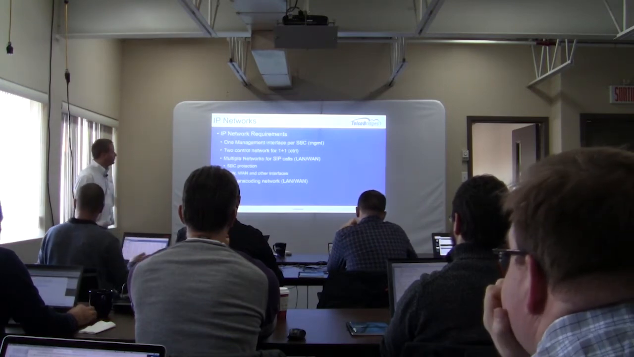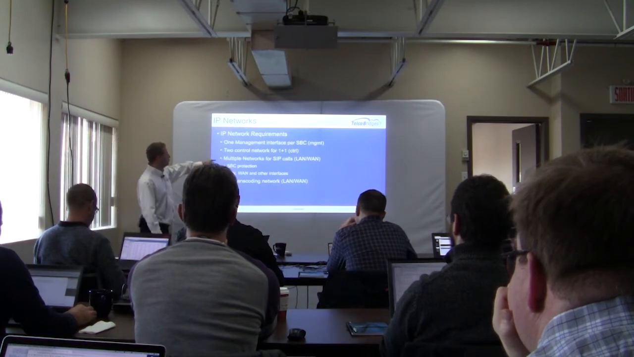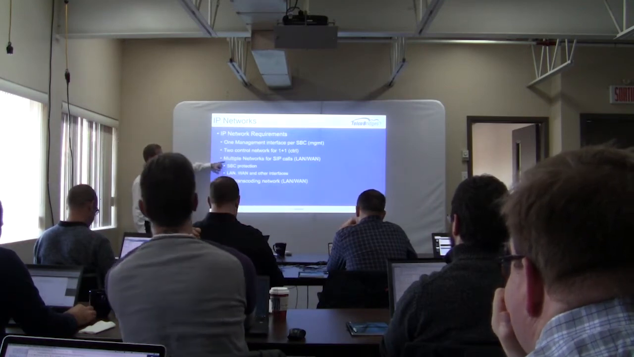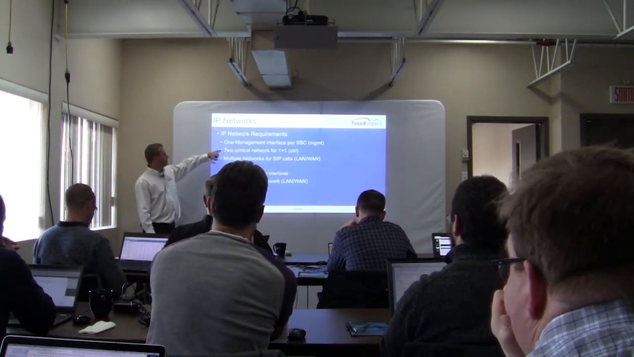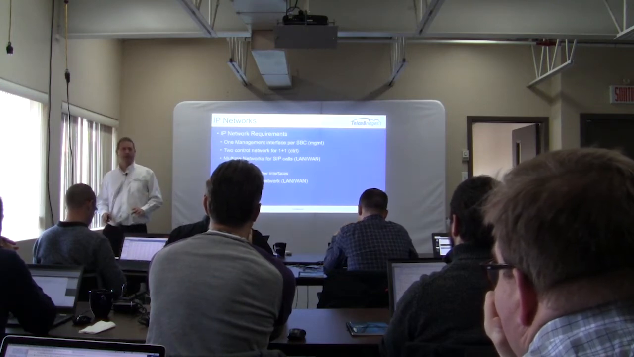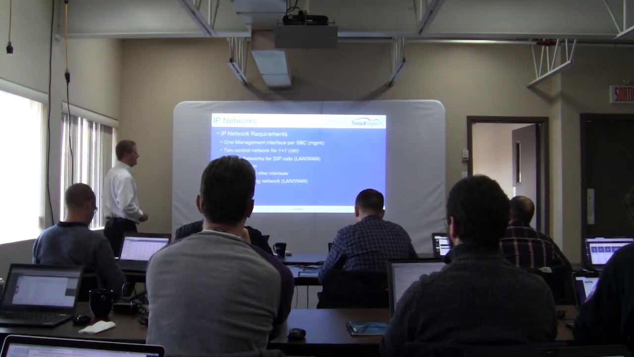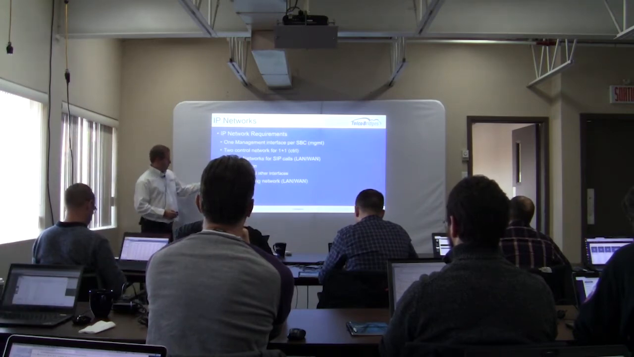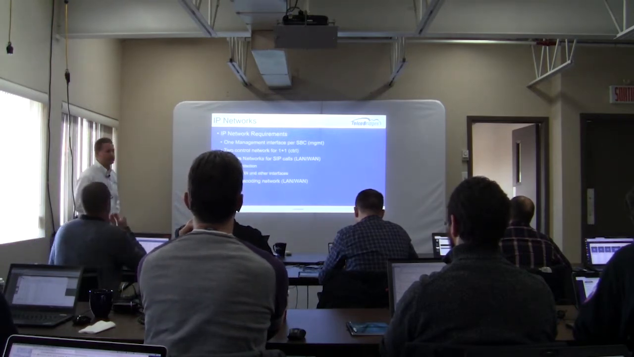Alright, so in general what you need is, we talked about that this morning, one management interface and at least one LAN 1 connection. If you want to have LAN and WAN separated, here we have two interfaces. These ones are SBC protected. If you want to have a 1+1 system, then you can put two control networks. These don't go through the SBC, right? These are independent interfaces directly in the kernel of the CentOS. And if you have transcoding, you need to have two transcoding networks. So this is on the control network.